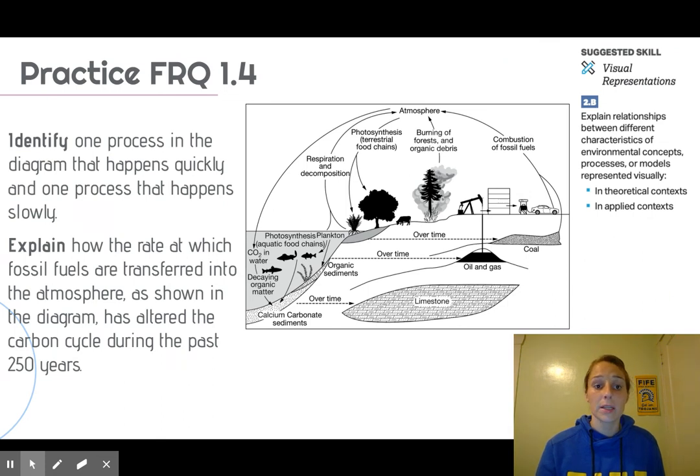Now here's going to be your practice FRQ question for today. What I want you to do is to look at this diagram right here and identify one process in the diagram that happens quickly and one process that happens slowly. And I also want you to explain how the rate at which fossil fuels are transferred into the atmosphere, as shown in this diagram, has altered the carbon cycle during the past 250 years. So those are going to be what I want you to do for your practice FRQ. And hopefully these notes were helpful in covering the topic of the carbon cycle.